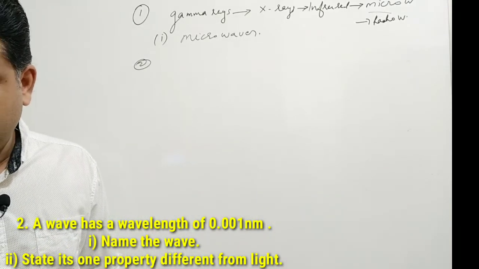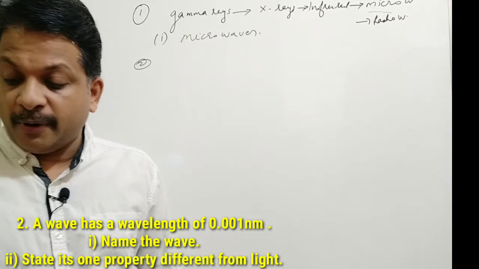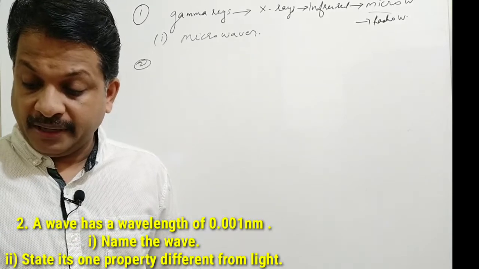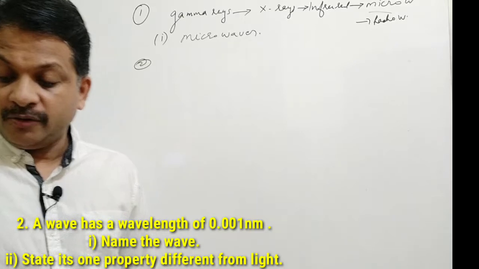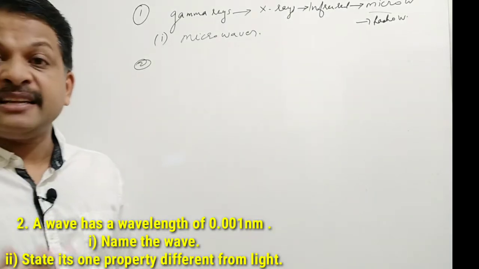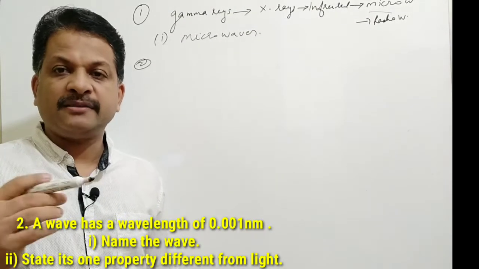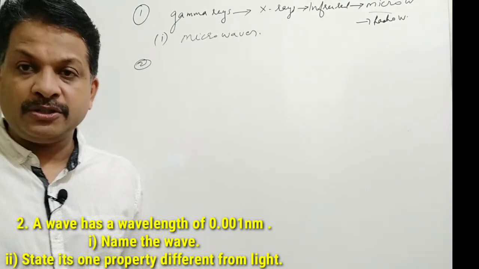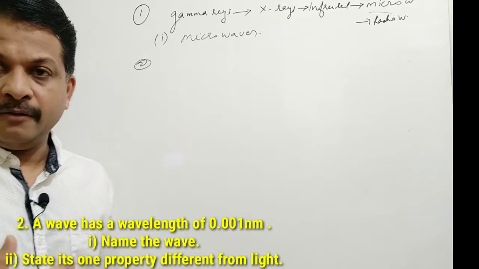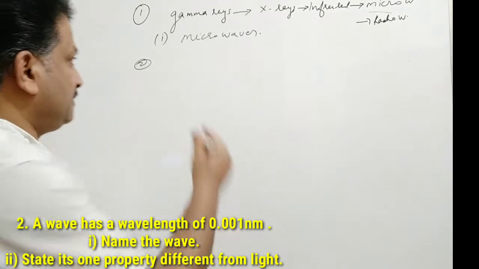A wave has a wavelength 10 to the power minus 3 nanometer. Name the wave. State one property different from light. So the wavelength is given, 10 to the power minus 3 nanometer, very much less than 0.1 angstrom. Of course, the wave with the least wavelength, we know, is gamma rays.